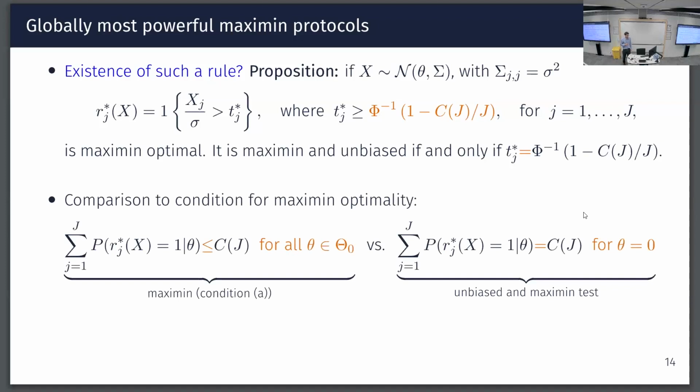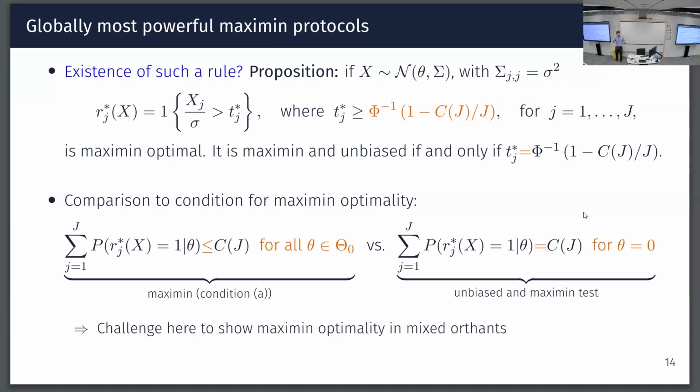So what does this mean? Well, this means that the class of max-min solutions will impose a size restriction for which the sum of these probabilities is less than or equal to the cost for any theta and theta 0, and then the unbiased solution will impose that this restriction holds with exact equality. And the challenge here is really to show that on this mixed orthant you don't achieve negative power. And this is possible through this Gaussianity assumption and homoscedasticity.